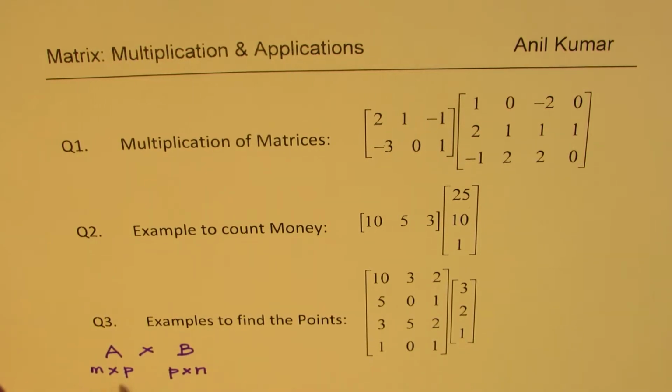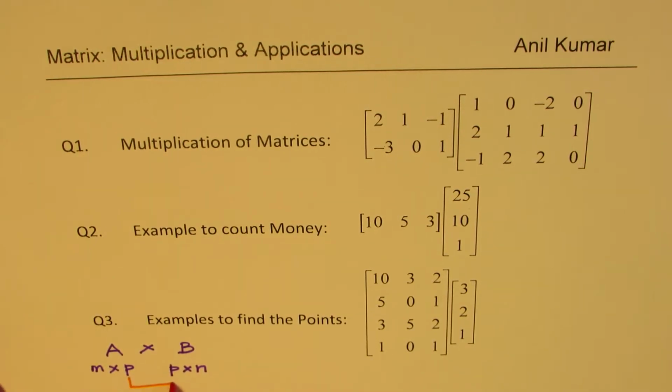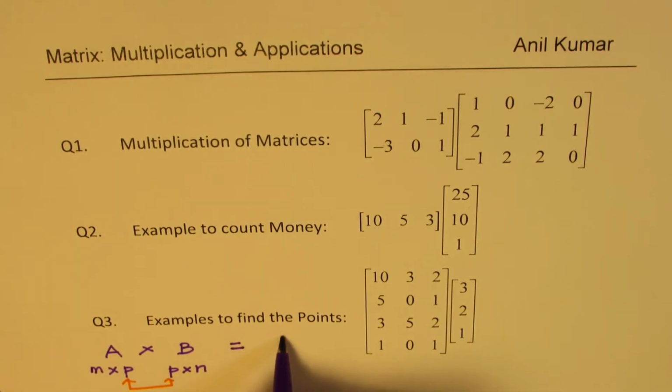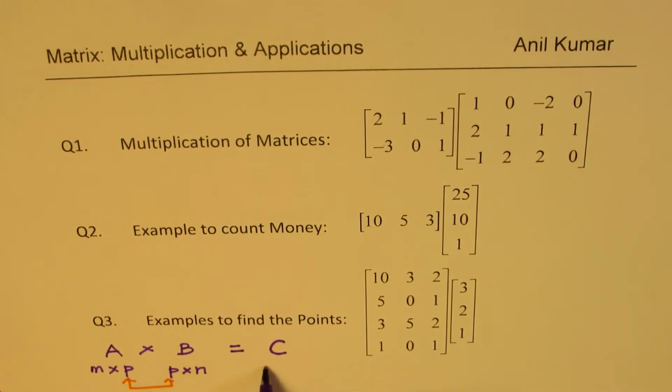the number of columns of the first should be same as the number of rows of the second, right? So if that is the case, then only you can multiply and you will get the product of this matrix, and the dimensions of this matrix will be m into n. Do you understand? M by n. Correct? So that is the base.